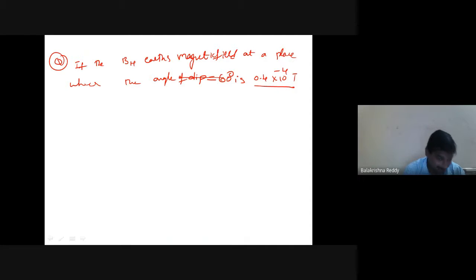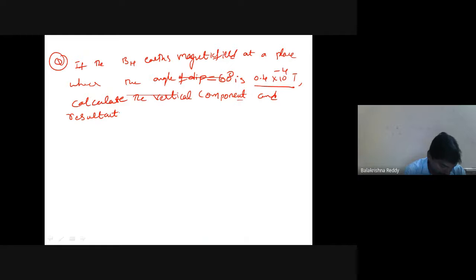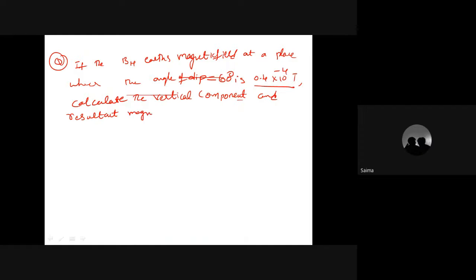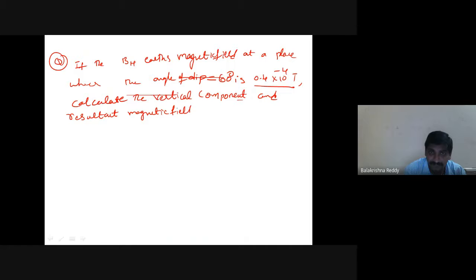meaning BH and the angle are given, calculate the vertical component and the resultant magnetic field at that point or at that place.